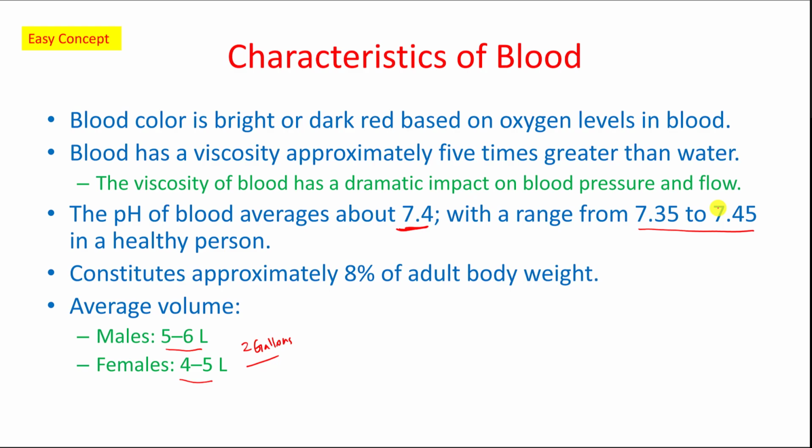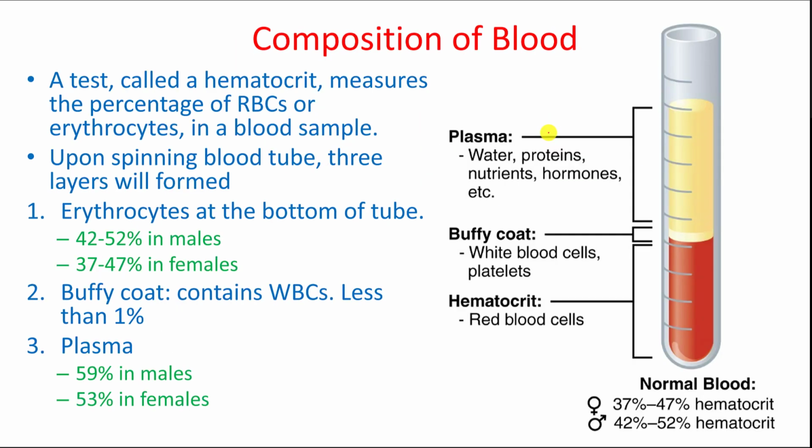The blood is viscous, so it's a thick fluid, and it's colored like red. However, this red will change from bright to dark red depending on the oxygen level. And we will talk a little bit about this. Now, if I take a tube of blood and spin it, or just let it stand for 24 hours, I will see separation of the components of the blood.